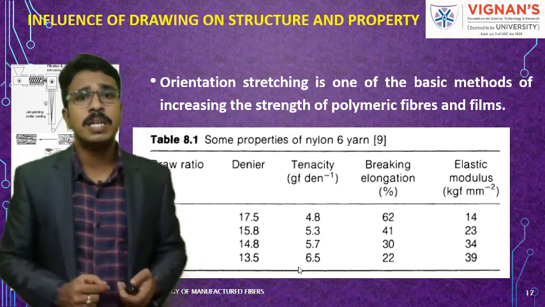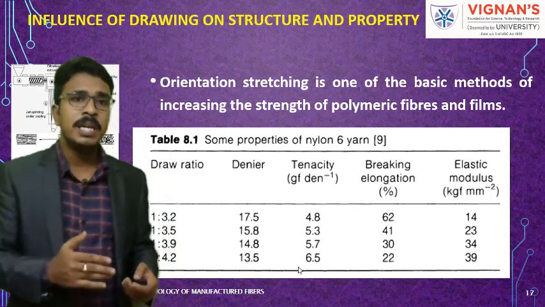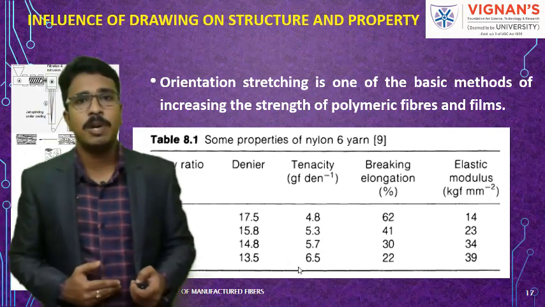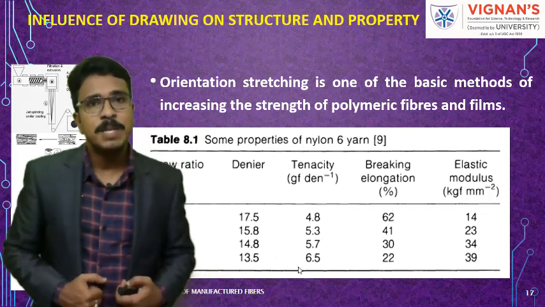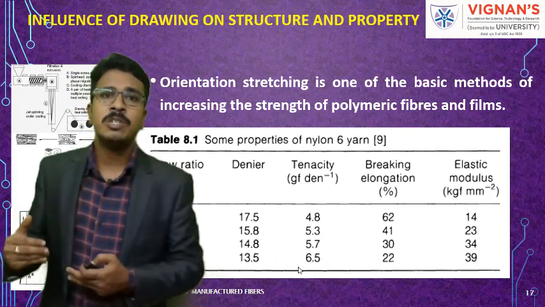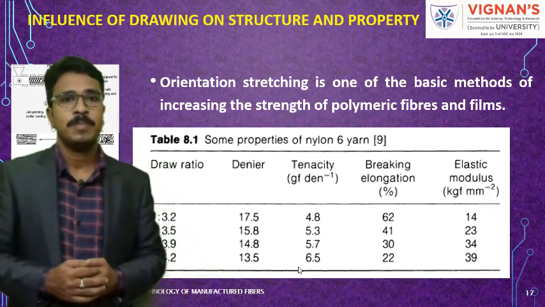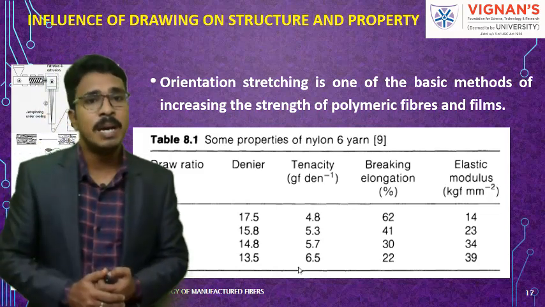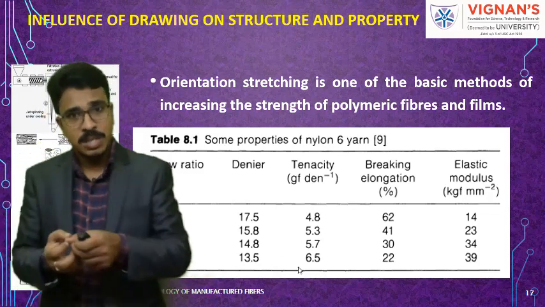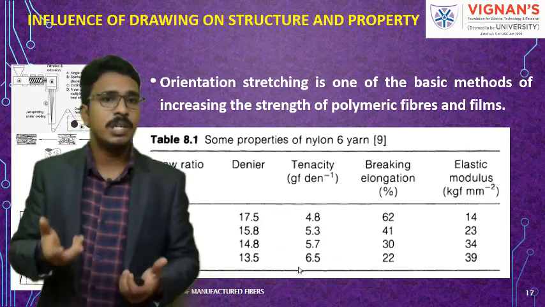Now you can see the tenacity, which indicates the strength of a polymer. What is happening to the tenacity? Initially it is 4.8, and when you increase the draw ratio up to 1:4.2, the tenacity increases to 6.5. That means increasing the draw ratio will result in increasing the strength of the filament up to a certain extent. Now you see the denier. What happens to the denier? Since you are stretching your filament, obviously the count or the diameter is going to decrease.